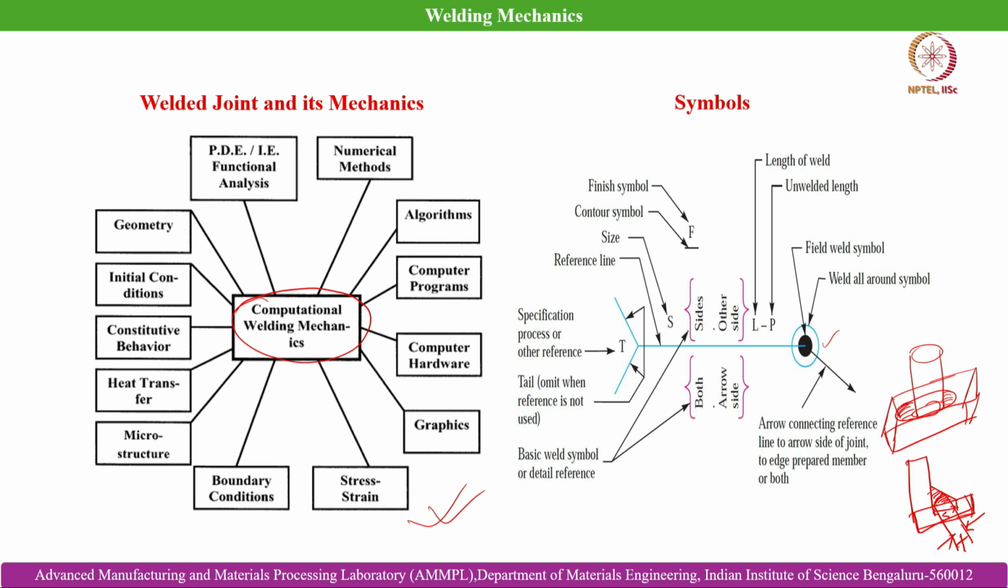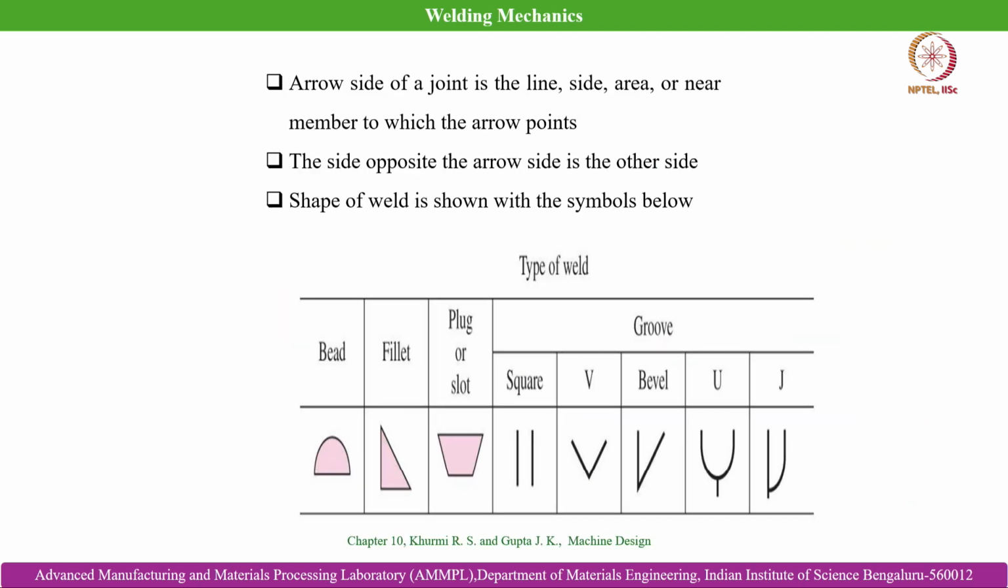Now let us move into how different joints are designated. The arrow side of a joint is the line, side, area or near member to which the arrow points. The side opposite the arrow side is the other side. The shape of the weld can be understood by the manufacturer, what kind of weld is desired at that particular place. This is also the way the location of the weld, the type of weld and the shape of the weld are mentioned in the manufacturing drawing of a particular part which is going to be developed.